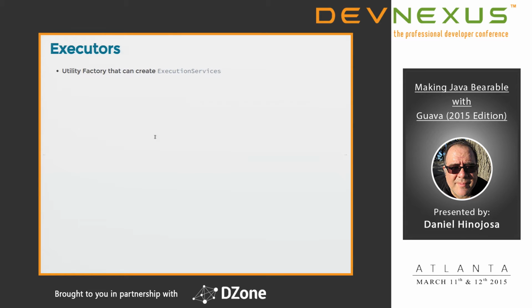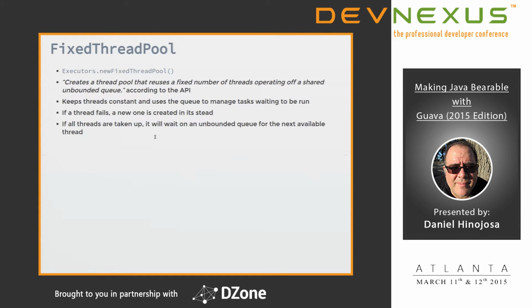So, I'm going to use Executors, which is a utility factory, to create thread pools for me. There are different kinds of thread pools that I can use with Java. Again, I'm not even entering the Guava realm right now. There's a fixed thread pool, which is a fixed number of threads, so I can specify 5, 7, whatever. If one of the threads fails, a new one will be created in its place, and everything is backed up by an unbounded queue.